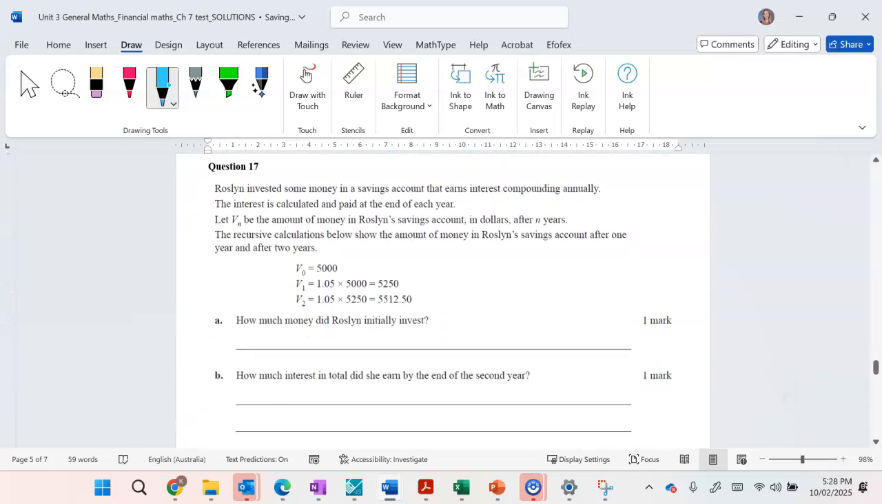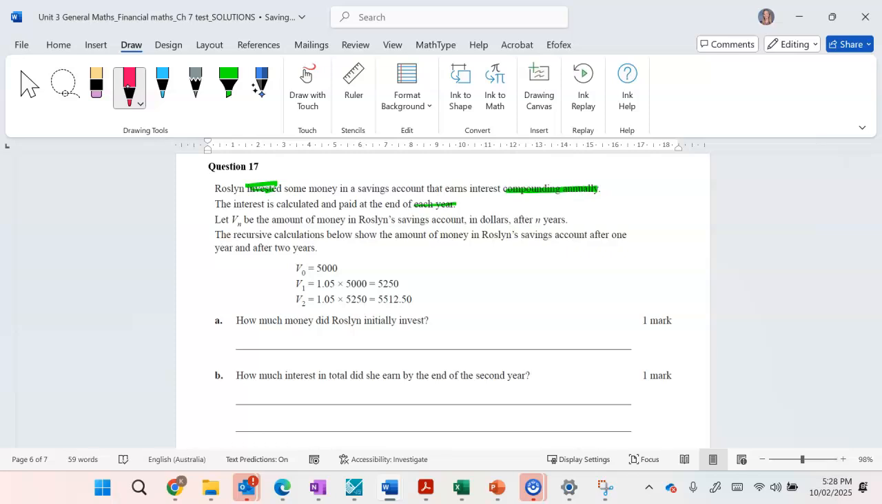All right, so now we're getting to some short answer questions, or extended response, I should say. Rosalind invested some money in a savings account that earns interest compounding annually. So it's an investment. The interest is calculated and paid at the end of each year. Let VN be the amount of money in Rosalind's savings account in dollars after N years. The recursive calculations below show the amount of money in Rosalind's savings account after 1 year. So we've got V0, V1, V2. How much money did Rosalind initially invest?